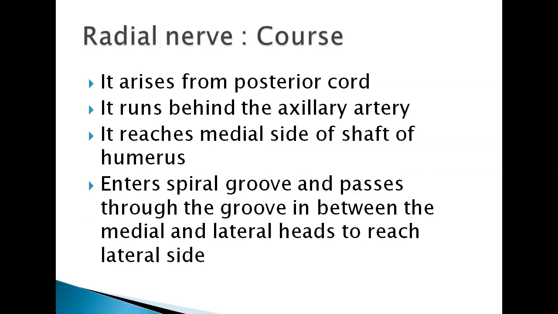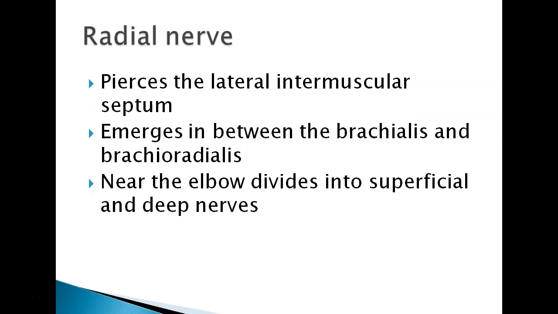We come to radial nerve. First we start the course. It arises from posterior cord. Then it is behind the axillary artery. It reaches the medial side of shaft of humerus. Then it enters spiral groove and passes the groove in between medial and lateral heads to reach the lateral side of humerus. Then radial nerve pierces the lateral intermuscular septum. It emerges in between the muscles brachialis and brachioradialis at the elbow, and in the elbow it divides into superficial and deep branches.